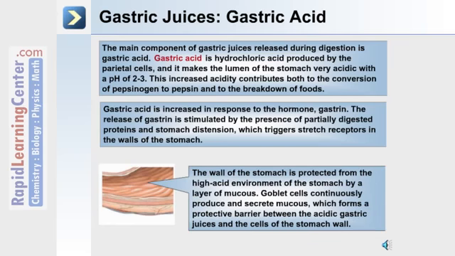The wall of the stomach is protected from this acid environment by a layer of mucus. This layer of mucus is produced by goblet cells, and this separates the acidic gastric juices from the cells of the stomach wall.